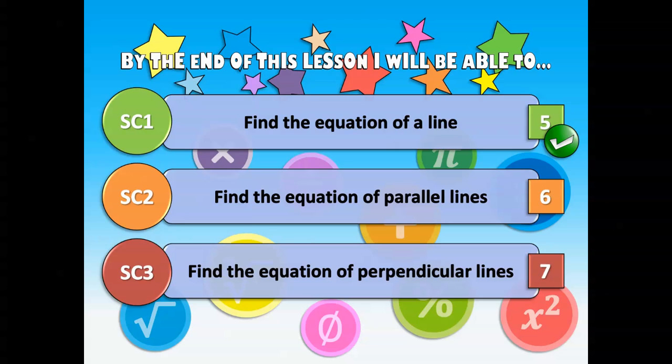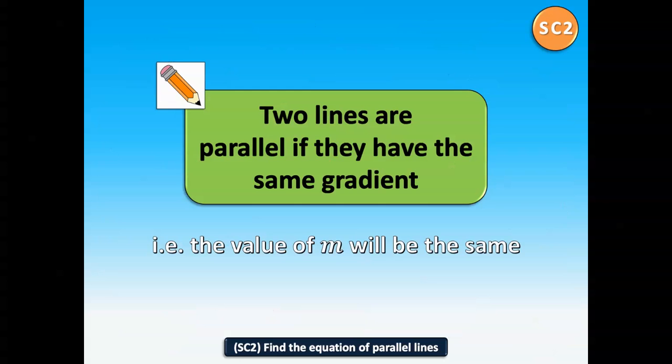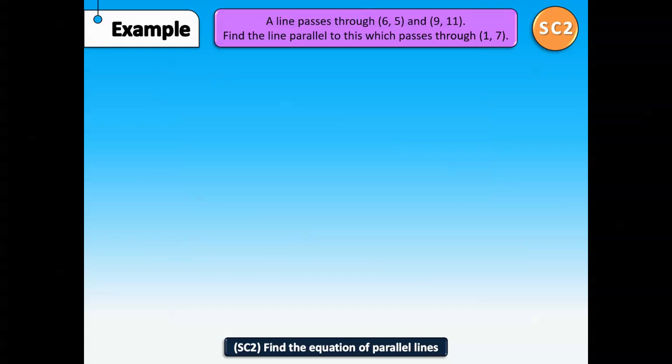So now we're going to move on to number 2, and this is to find the equation of parallel lines. So two lines are parallel if they have the same gradient. So they need to have the same m value. So a line passes through (6, 5) and (9, 11). Find the line parallel to this, which passes through (1, 7).